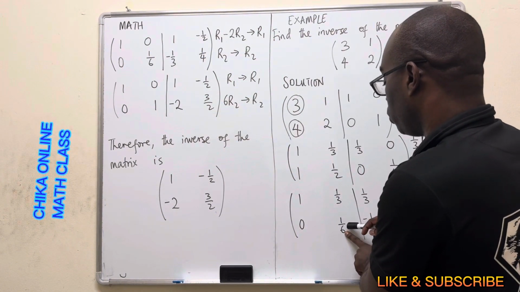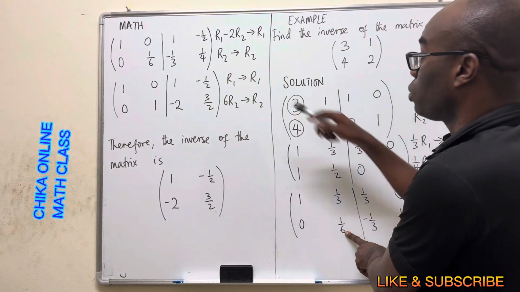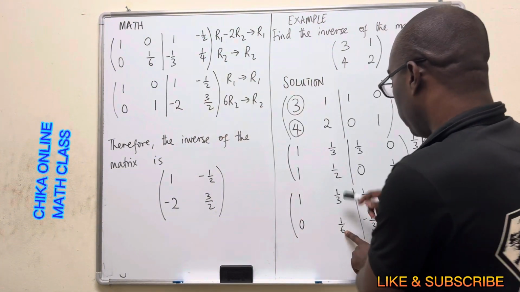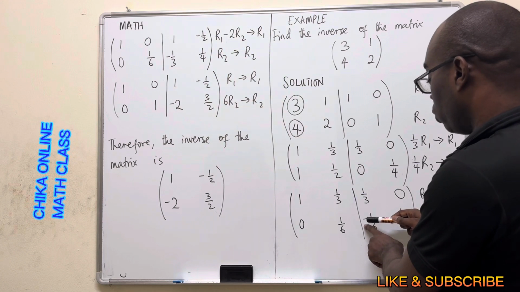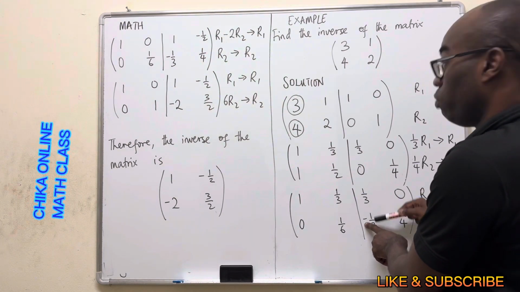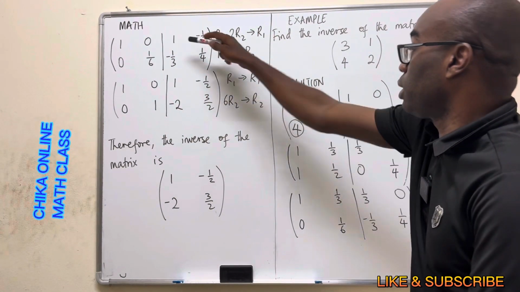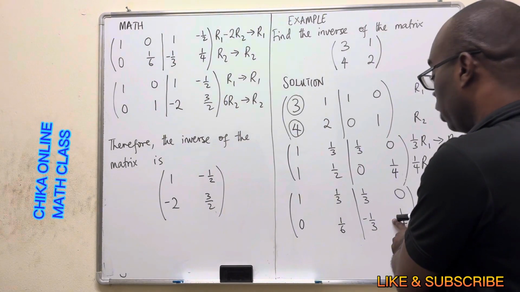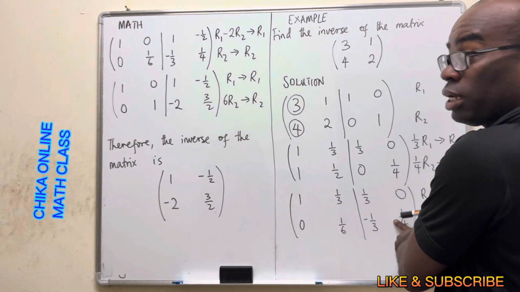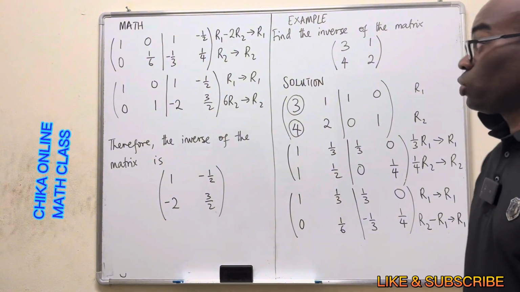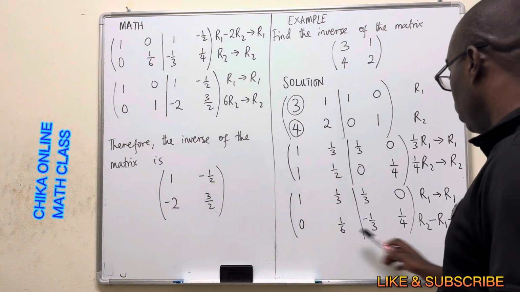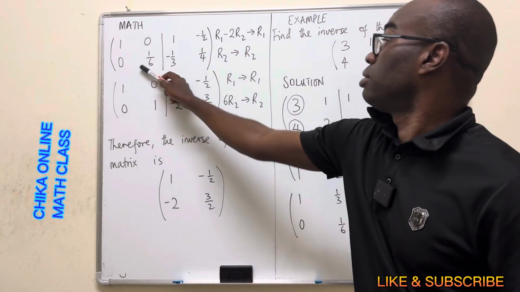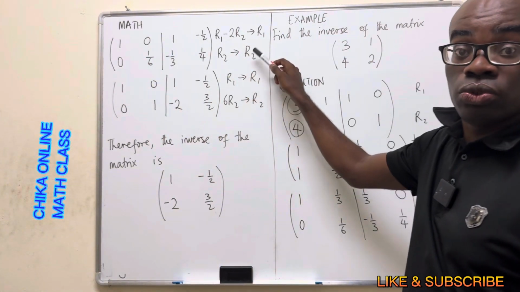1 over 3 minus 2 times this will give us 0, because 1 over 3 minus 1 over 3 will give us 0. Then 1 over 3 minus minus 2 over 3, that's 1 over 3 plus 2 over 3, will give us 1. Then 0 minus 2 over 4, that's 2 times this, will give us minus 1 over 2. Then you bring down this row 2 again. Row 2 goes to row 2.